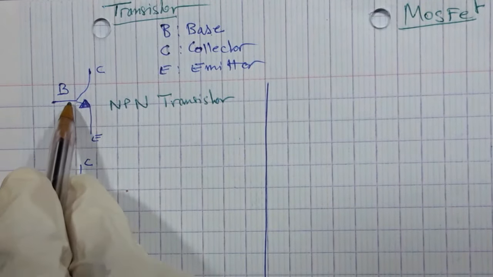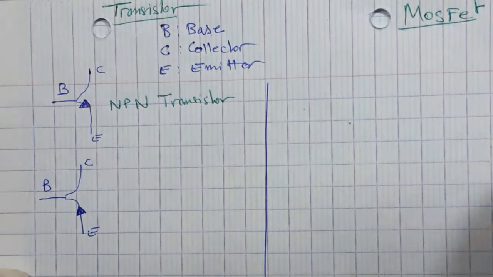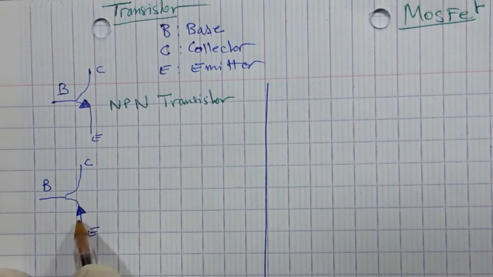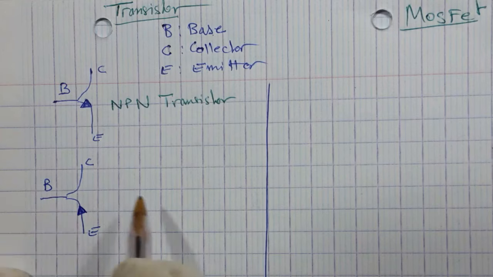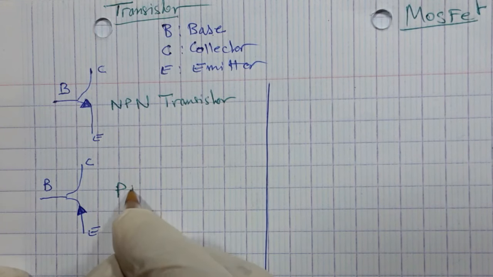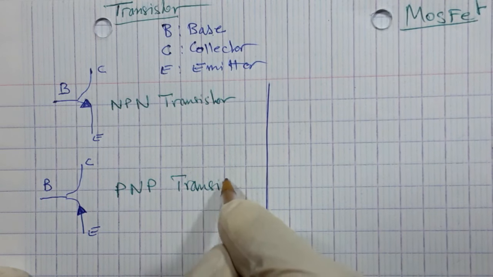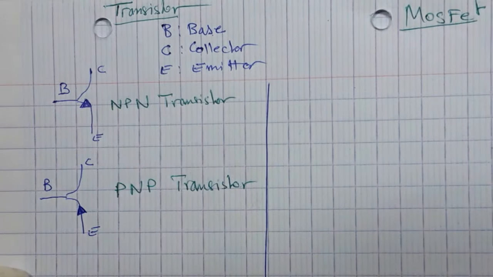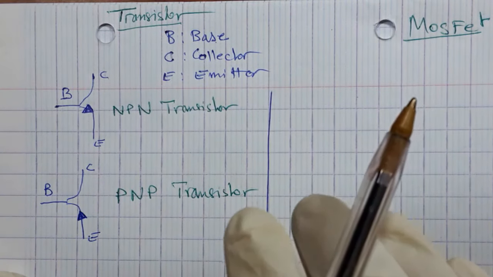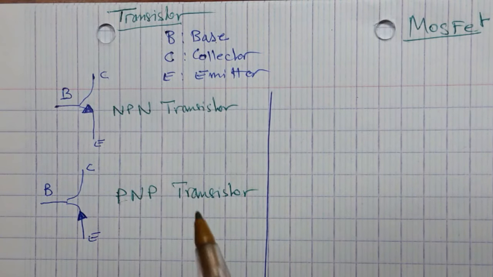When the arrow goes in this direction, this is an NPN transistor. And when the arrow goes in the other direction, I mean from emitter to base, we call this a PNP transistor, okay? I will show all this using the multimeter, and we will differentiate between a PNP transistor and an NPN transistor, step by step, okay?